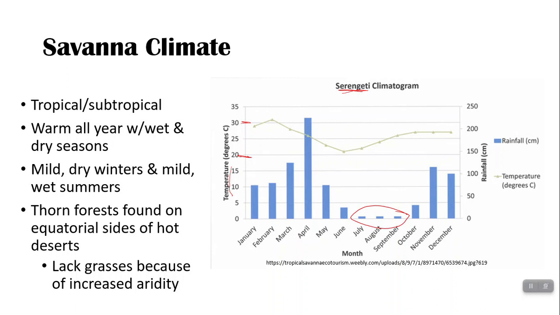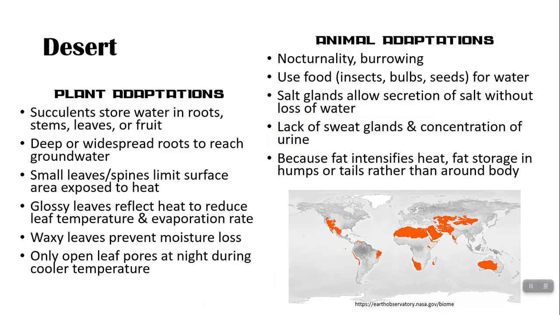You can also have thorn forests, which are kind of related to the savanna as well, found on the equatorial sides of hot deserts, basically closer to the equator, and they're a little drier. That's what aridity means. Arid means dry. And because they're a little drier, they don't have as many grasses.